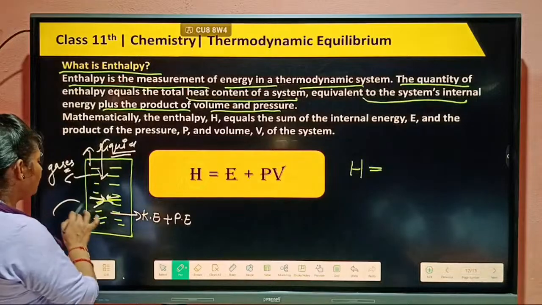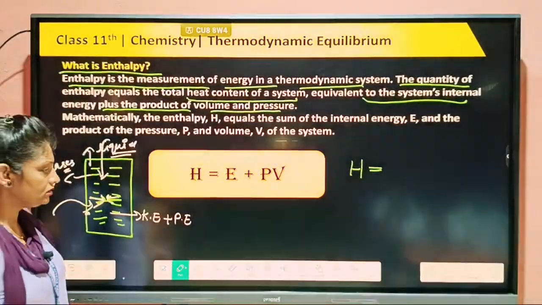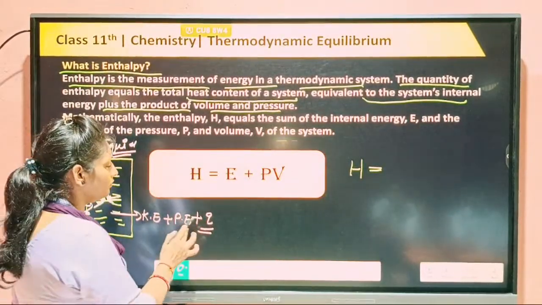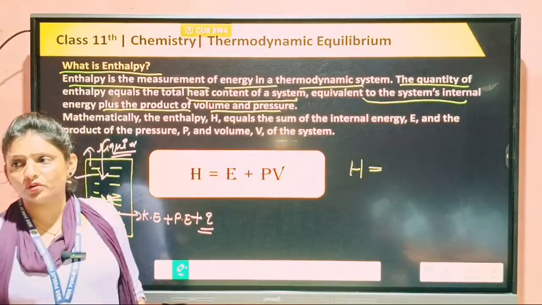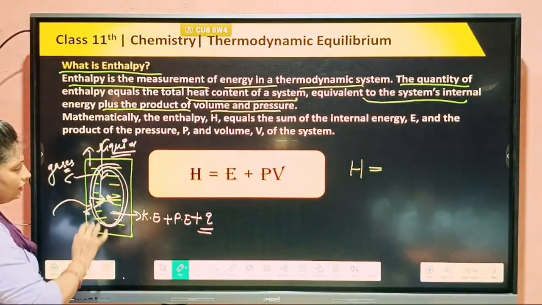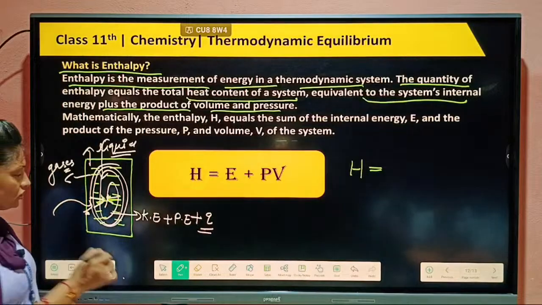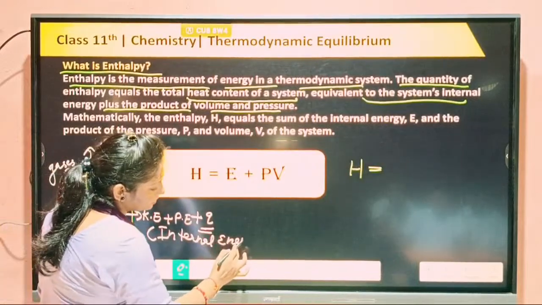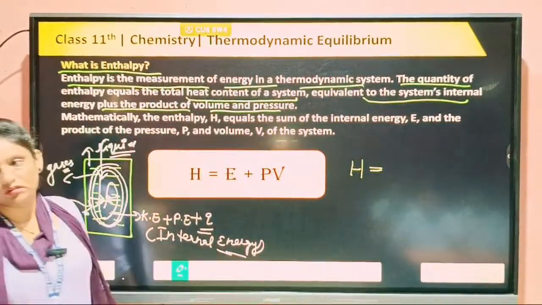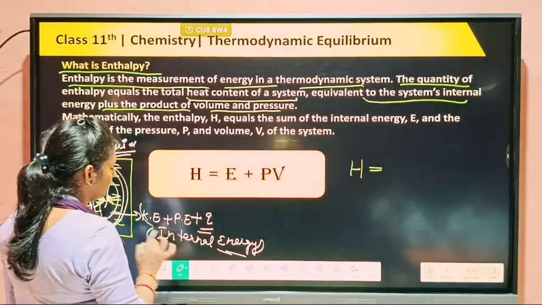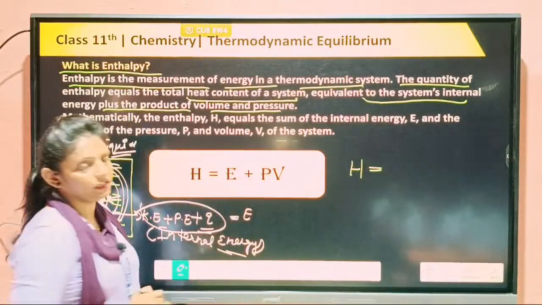it is absorbing some amount of energy, other things, means some heat. If it is absorbing, plus, if it is releasing, then minus. The total amount of energy present inside the system is known as internal energy. Total amount of energy present in a system is known as the internal energy, and it can be denoted by E.